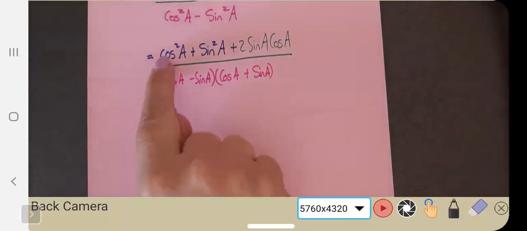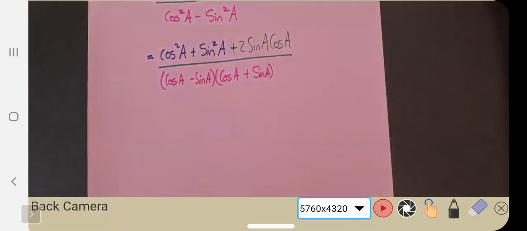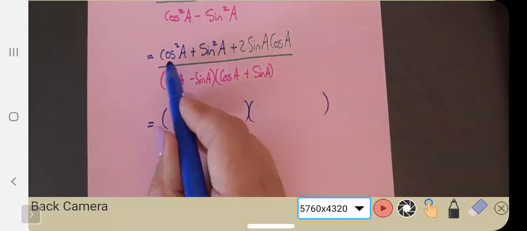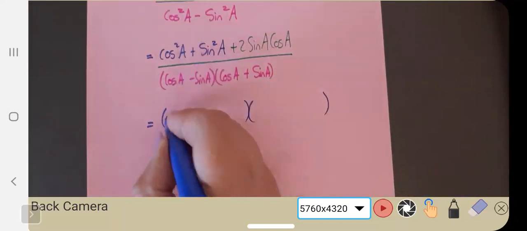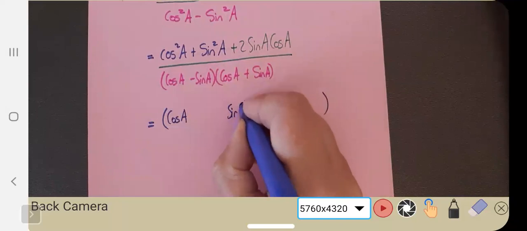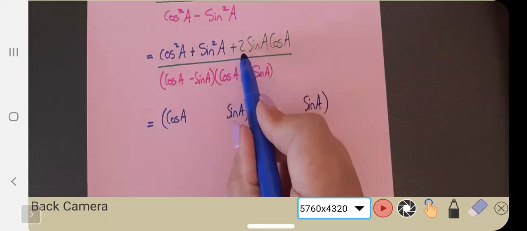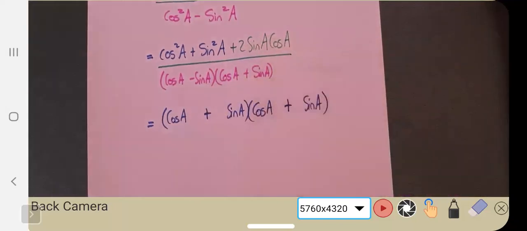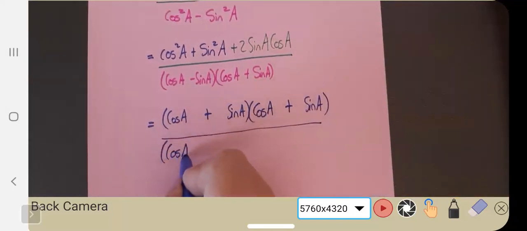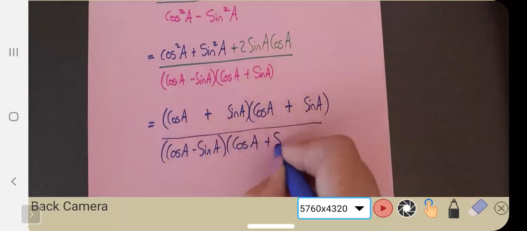Now we have to factorize this trinomial. We have two brackets. It's cos squared and sine squared, so it's cos A plus sine A, cos A plus sine A, and I have to get plus 2 sine A cos A. So it's plus that, over cos A minus sine A times cos A plus sine A.